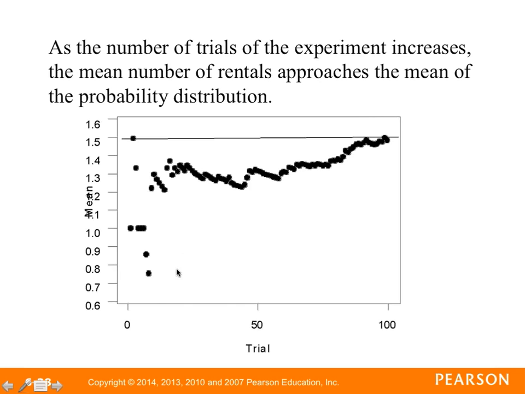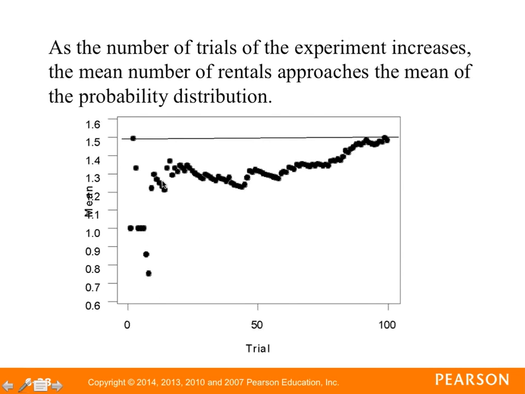So if we look here, when we started, when we had maybe only one trial, we had a person who rented one DVD, and then another person who rented one DVD. And then we probably had an additional person that rented 2 DVDs. So then the mean was brought up to 1.5 and so on. So these first trials aren't very accurate.